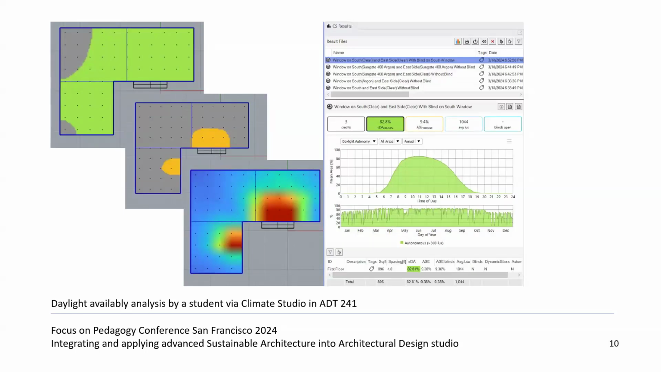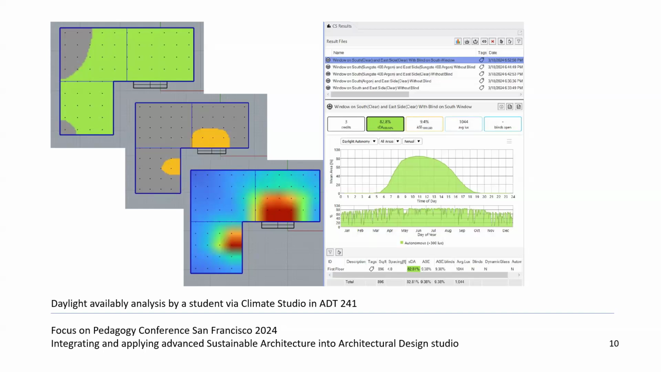The further step of ADT 241, or Environmental Systems for Architectural Design, is using another software, Climate Studio, which is an add-on installed in Rhino. I would also like to mention a challenge I had in the class.